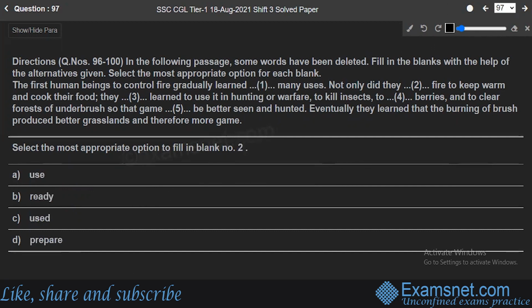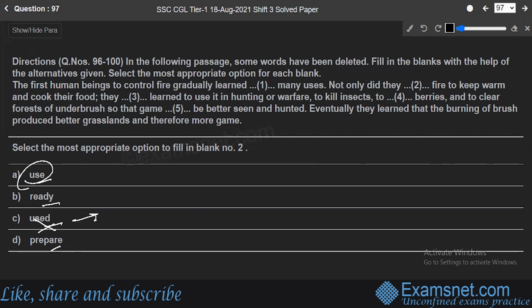Next, question number 97. You have to fill in the second blank. Let's read. Not only did they dash fire to keep warm and cook their food, so not only they use, they ready, they used, they prepare. What do you think will come? Yes, of course, it will be use.